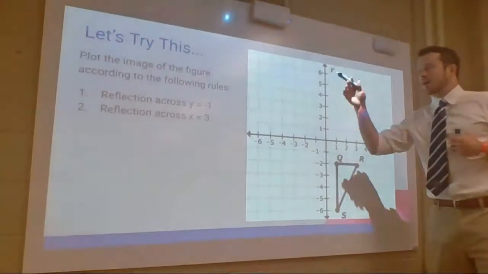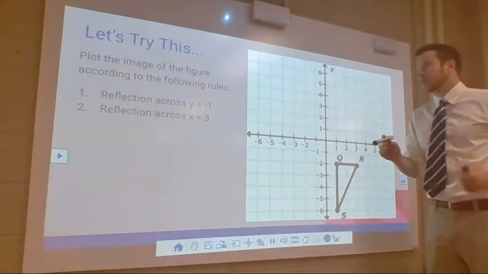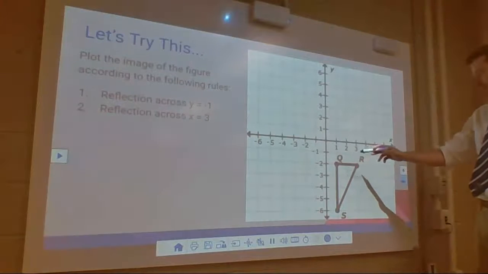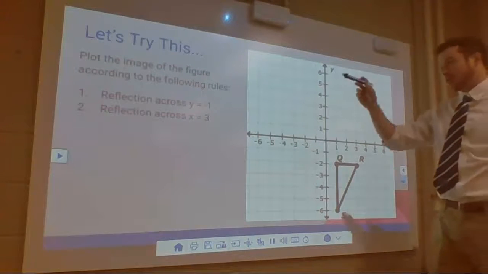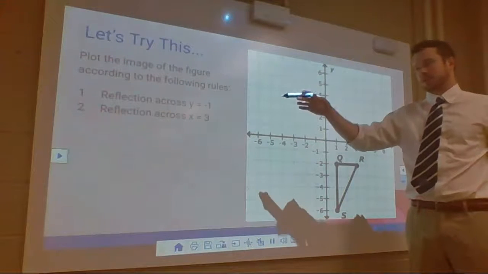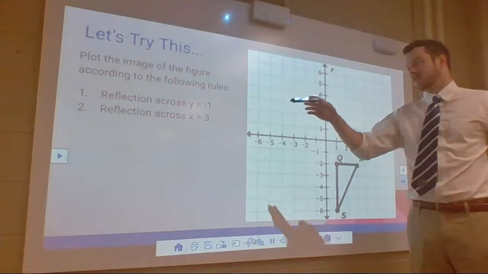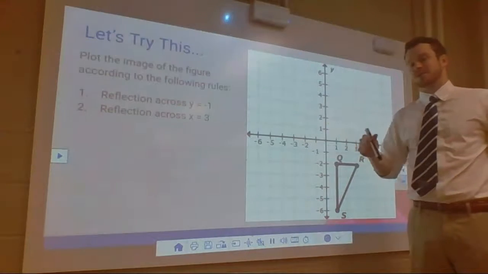All right, now let's try doing some reflections in the coordinate plane. So we want to plot the image of this figure, triangle QRS, according to the following rules. So we want to reflect it across the line y equals -1, and then we're going to reflect it across the line x equals 3.